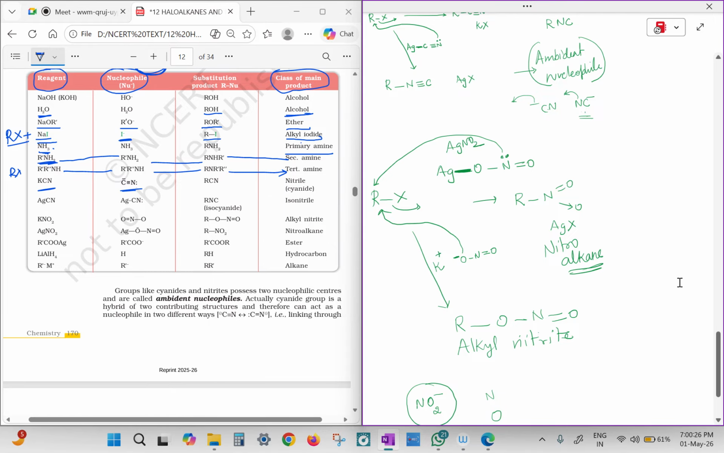The basic idea is that potassium is a group 1 cation. It's quite large. But Ag is a transition element. By the time I move from potassium to silver in the transition element series, the size is quite small. Smaller sized cation makes the compound covalent in nature. So the reactions KCN, AgCN, KNO2, AgNO2 are over. These 4 are over. Can I proceed?